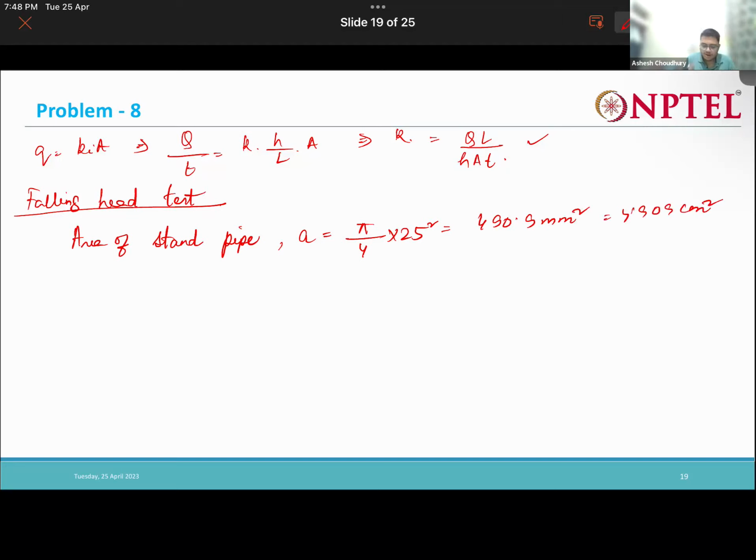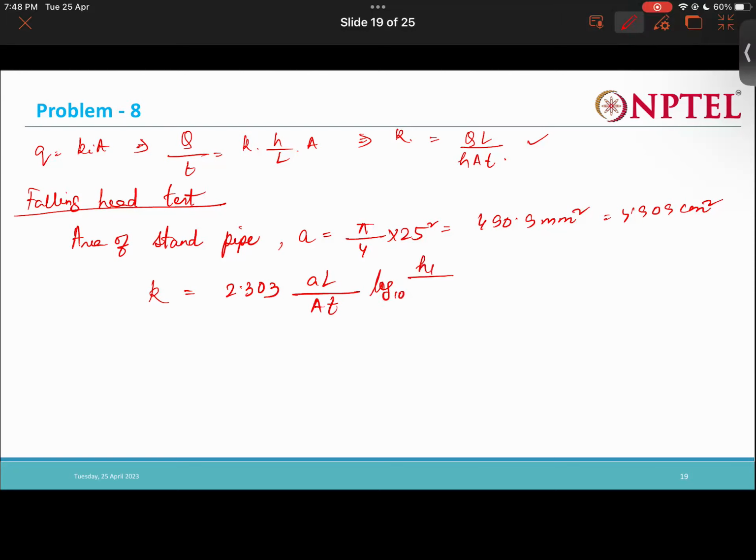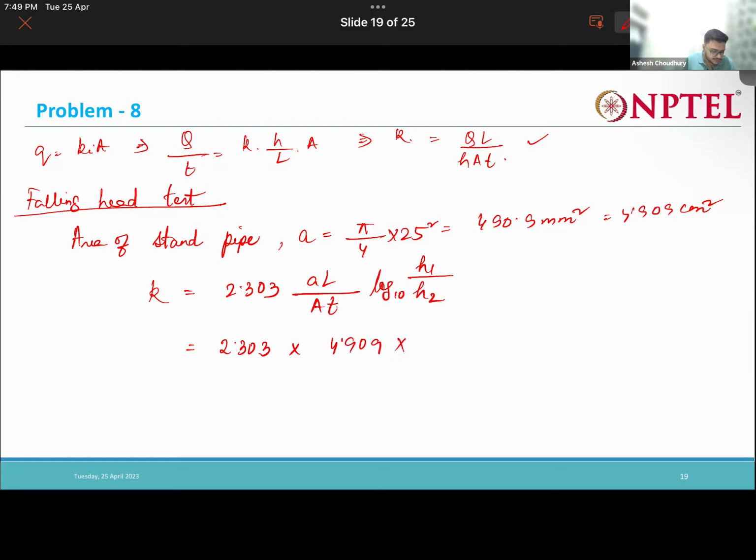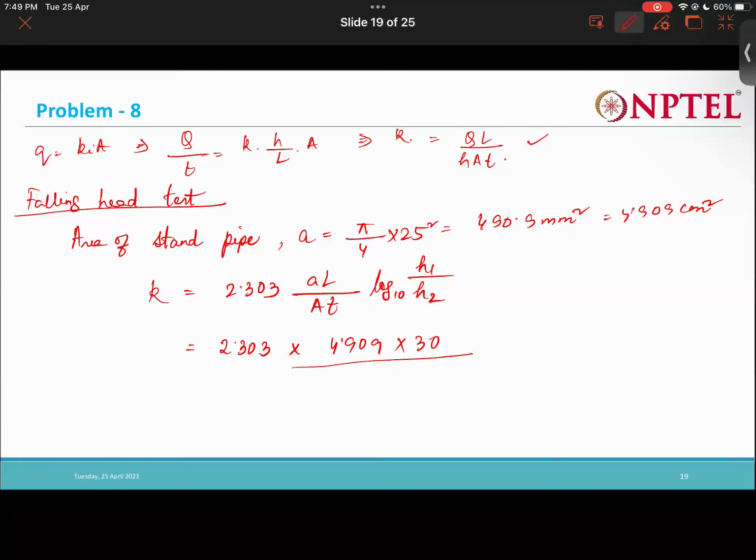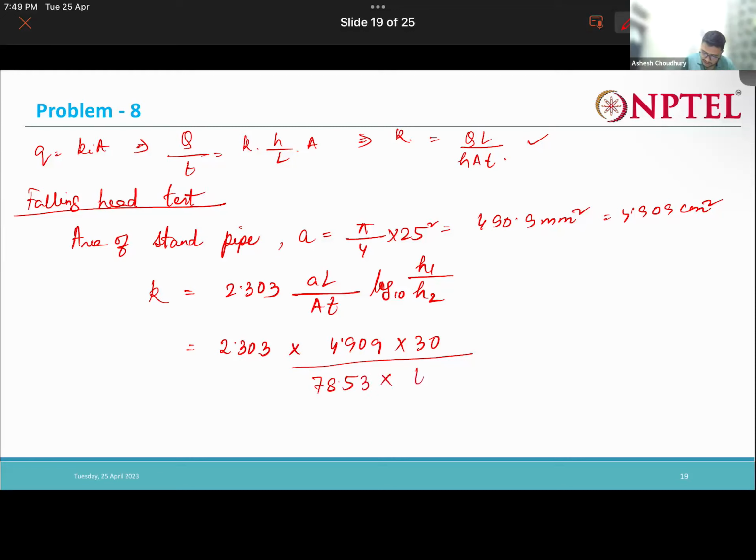Okay, now can you recall the relation for k for this falling head test? k = 2.303 aL / (A t) × log(h1/h2). So 2.303, a is 4.9, what is L? 30. Capital A is 78.5. And time we need to find out.